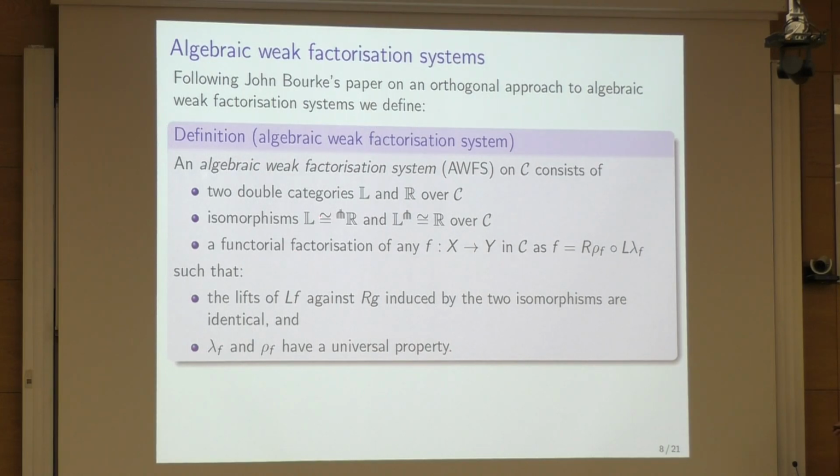And also there's a condition which says that, okay, so if you give me a square with a left map on the left and a right map on the right, this gives you a certain lift. This isomorphism also gives you a certain lift. And the condition is that those two lifts should be identical.